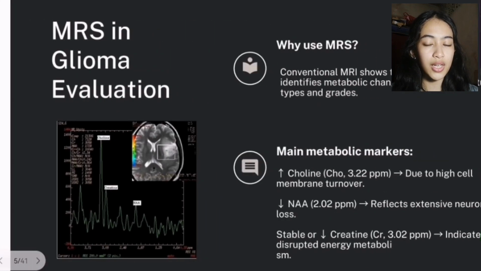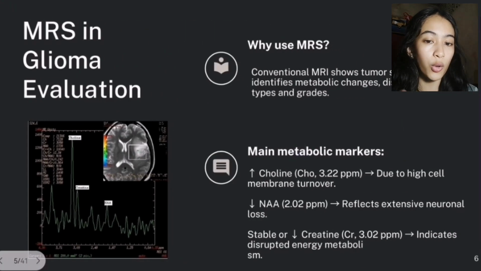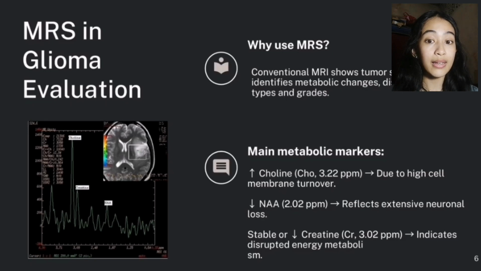It helps us differentiate high-grade gliomas from normal brain or from a low-grade tumor by analyzing metabolite levels. In this pathology, as you can see, choline is much elevated, the NAA is much lower, and creatine is stable or a bit lower, which we will be analyzing later on.